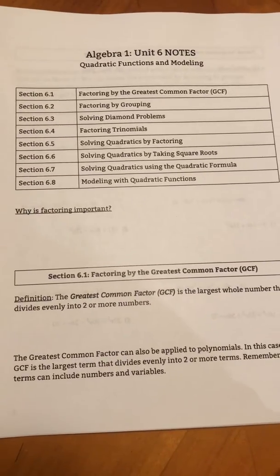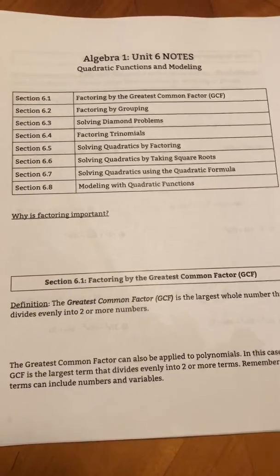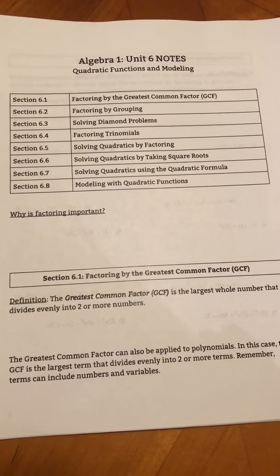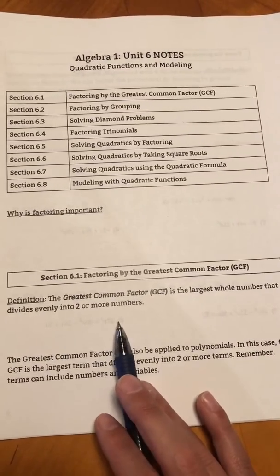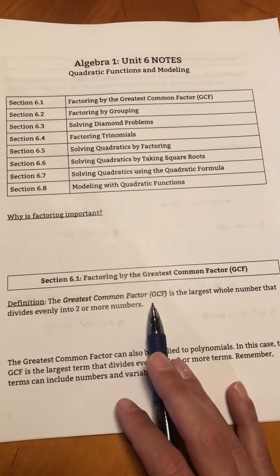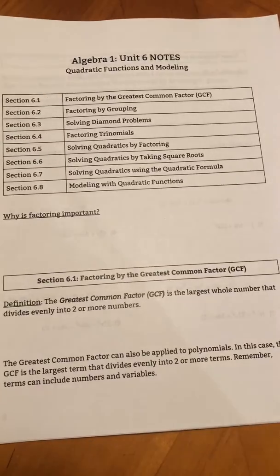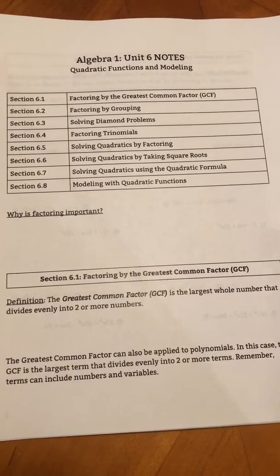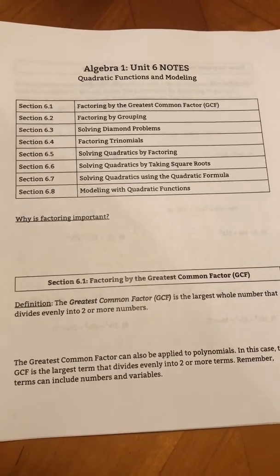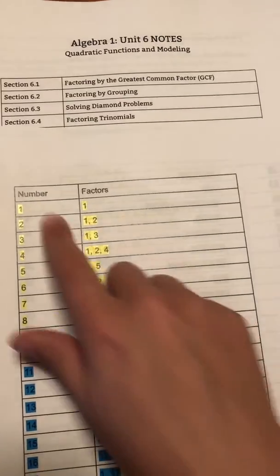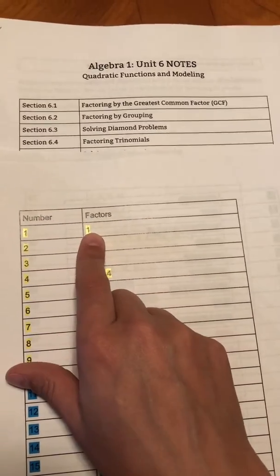So the first thing that we're gonna do is something that you guys may be familiar with, which is factoring by the greatest common factor. And I gave you the definition here. The greatest common factor, which is abbreviated GCF, is the largest whole number that divides evenly into two or more numbers. And I posted also a factoring sheet that has a number and then it tells you how many factors.